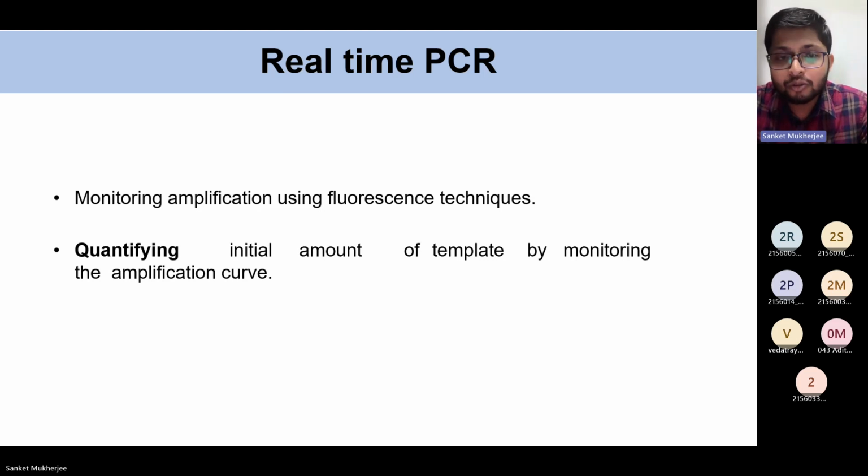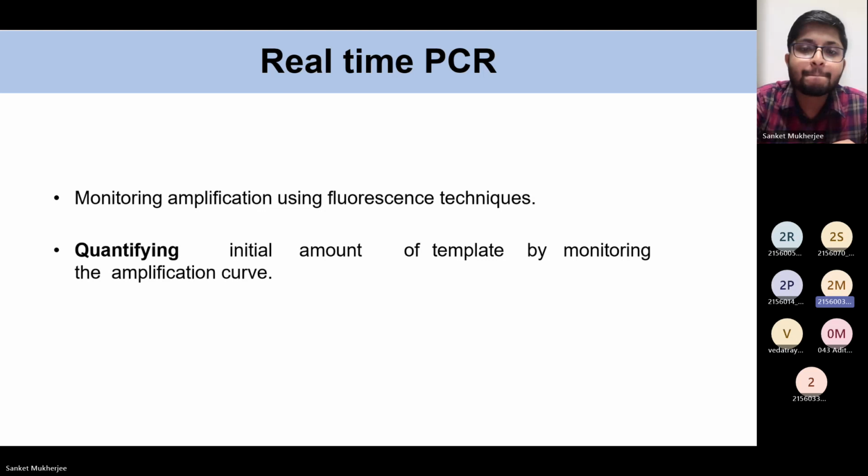Any dye which you know which is used for real-time PCR? Ethidium bromide. I think I have only talked about it. SYBR Green. SYBR Green, it's a cheap, inexpensive dye.